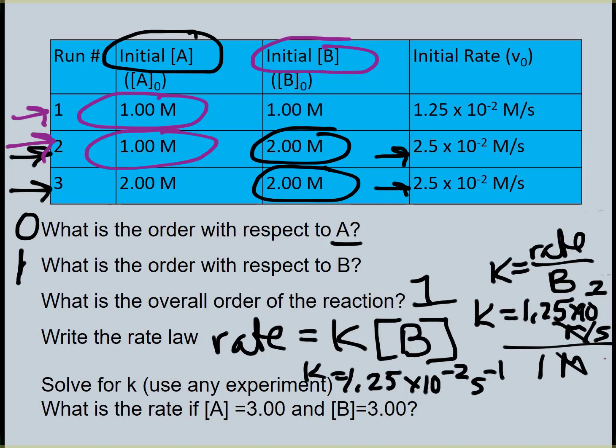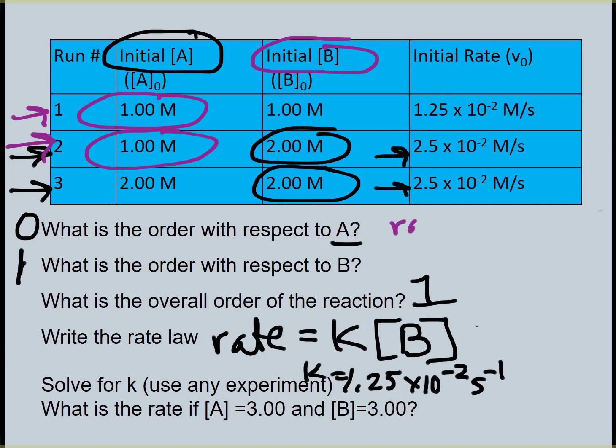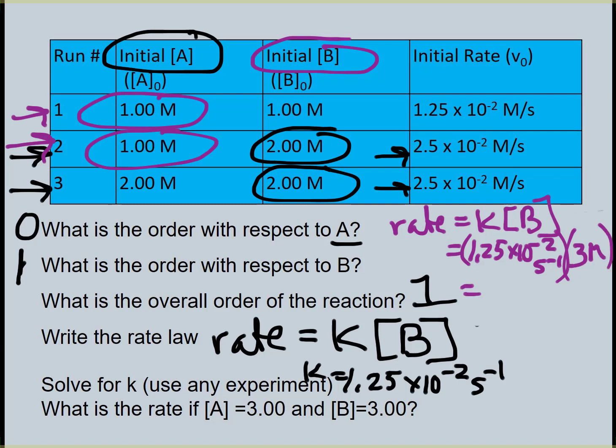Here's just an extra twist on this. What is the rate if the concentration of A is 3 and B is 3? So I'm going to plug that into my rate law. Let me just clear off a space. So my rate law that I just wrote is K times B. I know what my K is: 1.25 times 10 to the minus 2, and it's s to the minus 1. And I multiply it by B. It doesn't matter what A is, but B is 3 molar, and I get 3.75 times 10 to the minus 2, and my units are molarity per second.